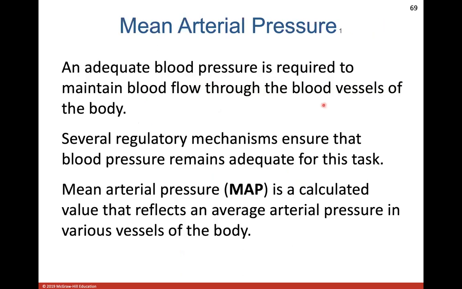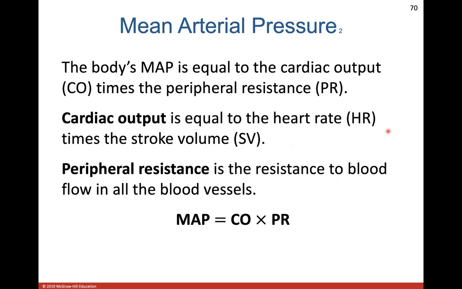Mean arterial pressure: an adequate blood pressure is required at all times to maintain blood flow through the blood vessels of the body, and that's good. We want blood flow going to the tissues that need it. Several regulatory mechanisms ensure that blood pressure remains adequate for this task. And mean arterial pressure is a calculated value that reflects an average arterial pressure in various vessels of the body.